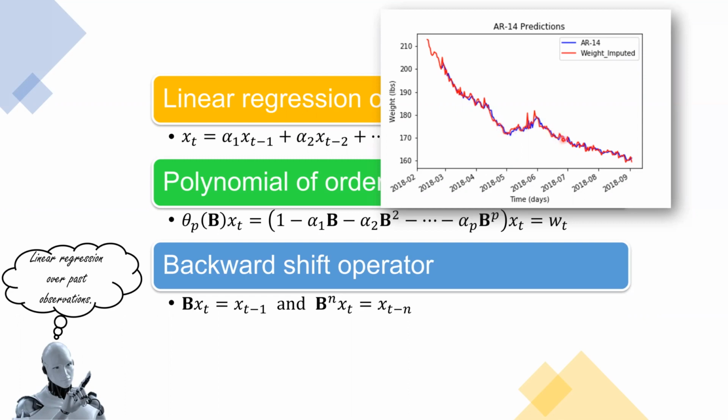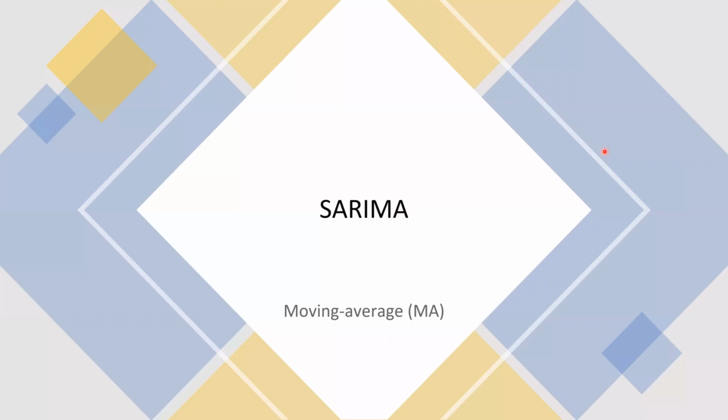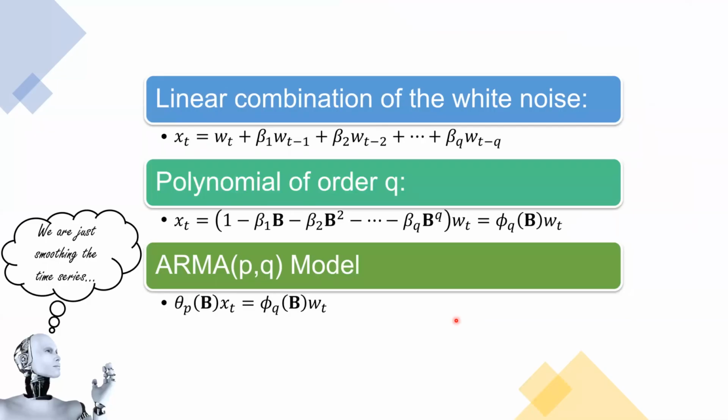That's the autoregressive part. So the next part that we have to talk about is the moving average of the SARIMA. It's going to be quite similar, but what you're going to be doing is a linear combination on the noise part. So what you basically want to do is smooth the time series. It's a way to apply some kind of smoothing to filter a little bit of the noise.